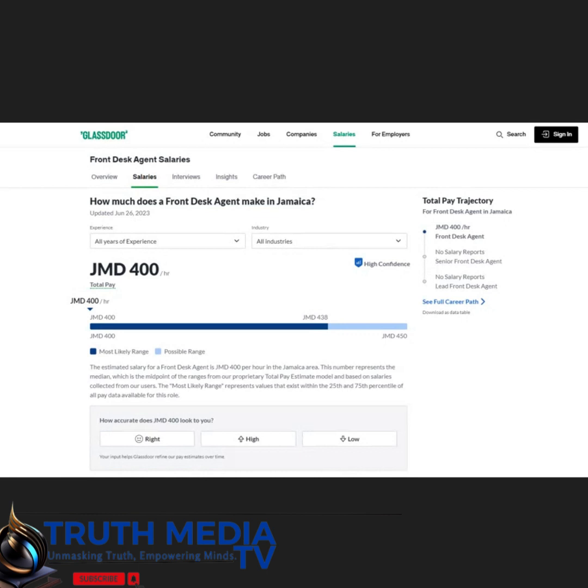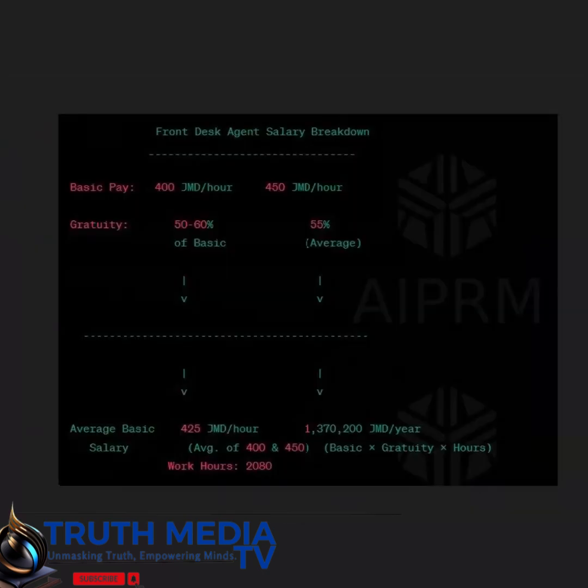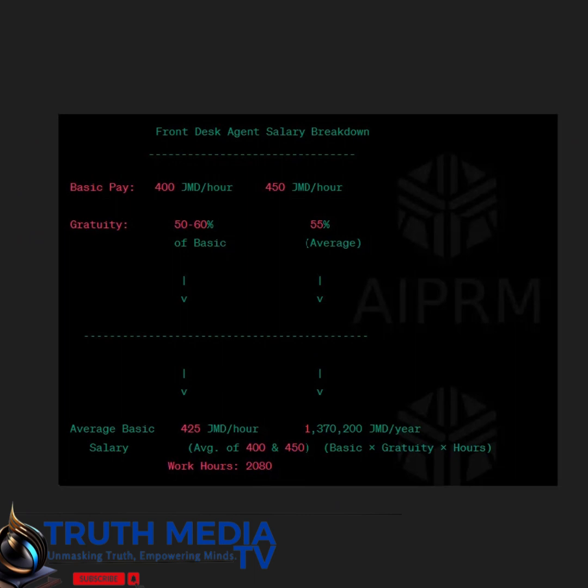Now we're going to take the basic salary and multiply it by the average gratuity, and then multiply that by the number of hours they work in a year, which is 2,080 hours per year. That is 40 hours a week times 52 weeks in the year, which gives you 2,080. If we add the 400 and the 450, we get 850. If we divide that by 2, because we're trying to find the average, we get 425 Jamaican dollars per hour.